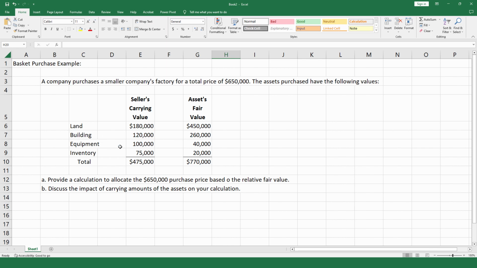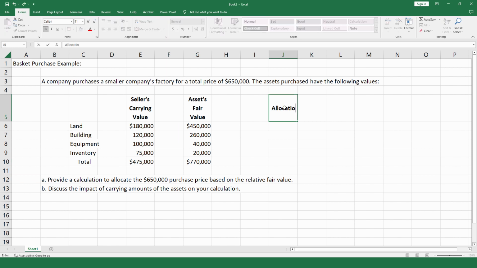We have the equipment carrying value $100,000. We have the fair value at $40,000 and the inventory carrying value $75,000, fair value $20,000. So the total carrying value is $475,000. The total fair value is $770,000. A. Provide the calculation to allocate the $650,000 purchase price based on the relative fair value.